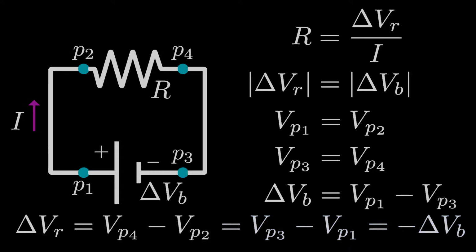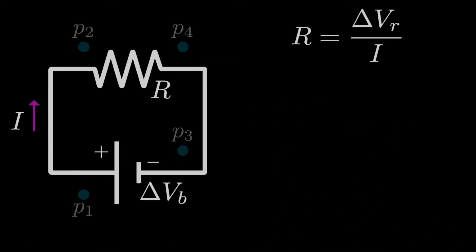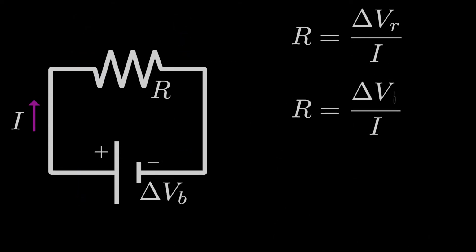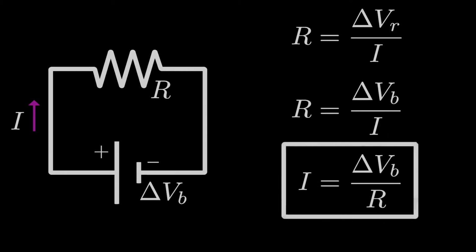But the end result of just finding the magnitude of the current is quite straightforward in itself if we know the potential difference across the battery. Just considering magnitudes here, we can replace the potential difference across the resistor with the potential difference across the battery. Then the current through the resistor, or the current through the entire circuit, is just the potential difference across the battery divided by the resistance of the resistor.